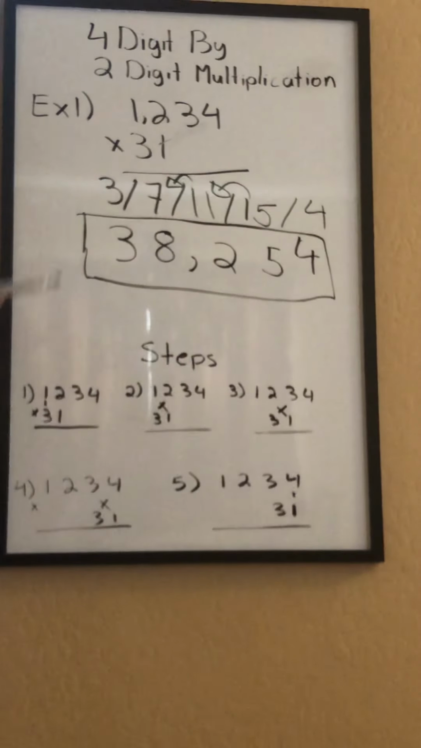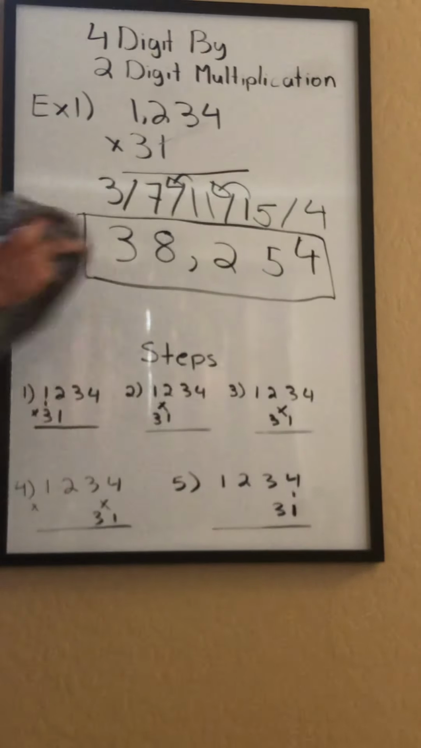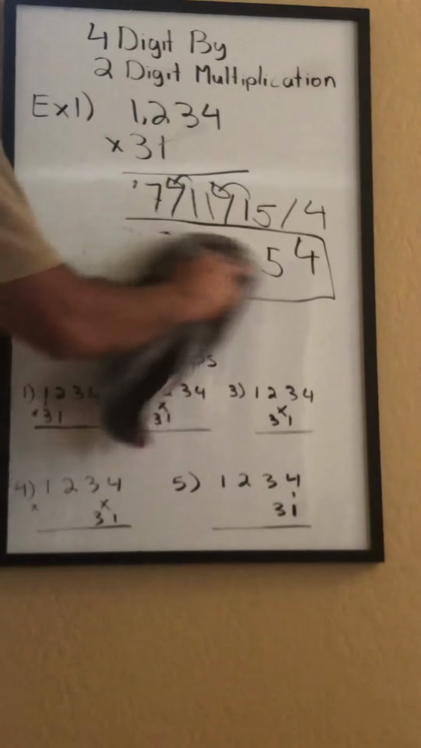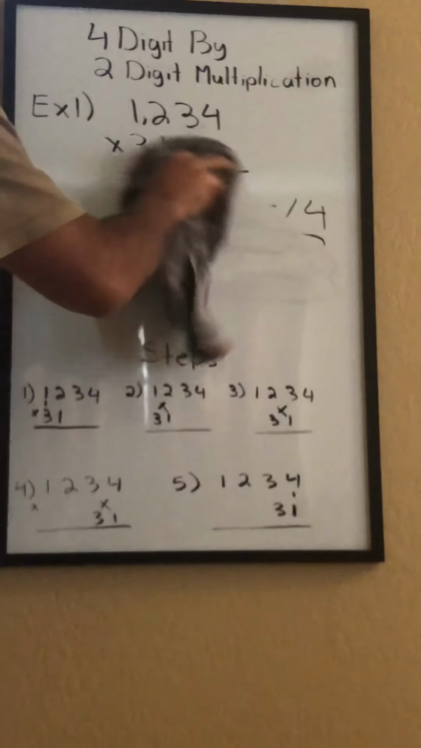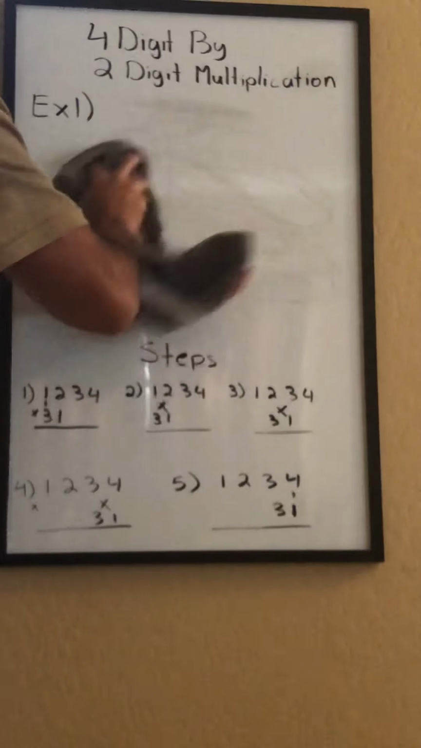I'm going to leave these steps on the board, but I'm going to change the numbers up for example 2, so the process will be the same, but the numbers may not match exactly, okay? All right, I've got to erase this before we go to example 2. You can always pause the video if you need to, that's perfectly okay.